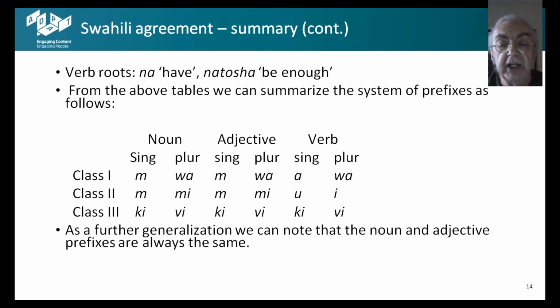And as a further generalization, which will simplify things a little bit, we can notice that the prefixes for the adjectives are actually the same as the prefixes for the nouns. Not quite the same story with the verbs. We do have some similarities, but it's not systematic.